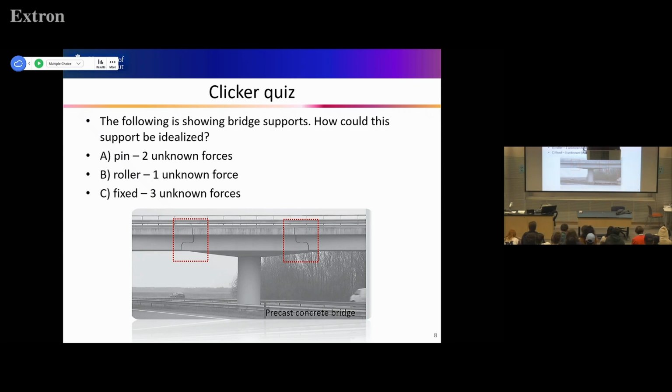And then I have a clicker quiz here. So this is a bridge support here, and then this too. How could this support be idealized? So I marked here and then here. And then do you see a little bit of gap here? And there's some bearing or padding between those gaps. Okay. So I activate the quiz.